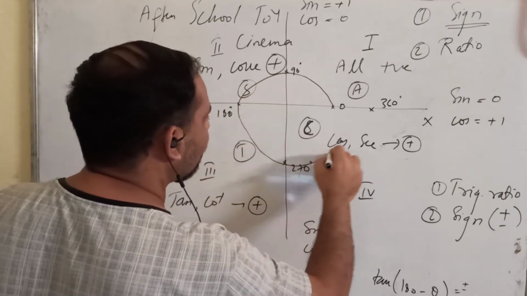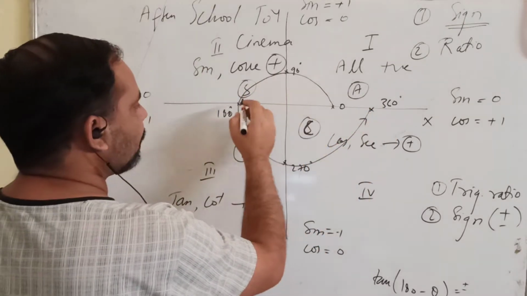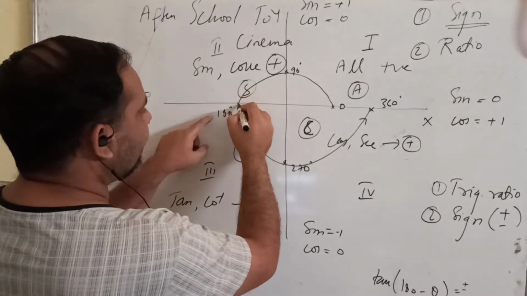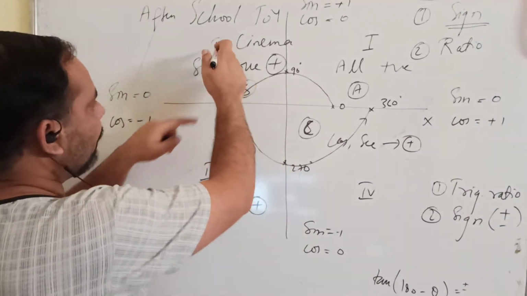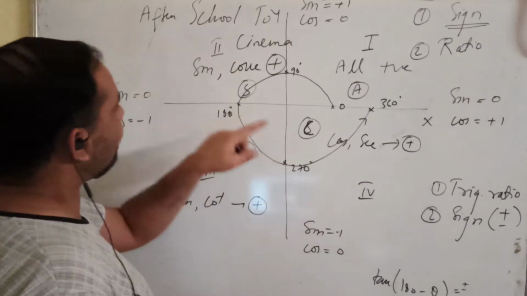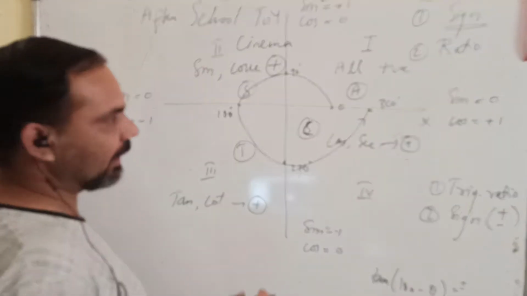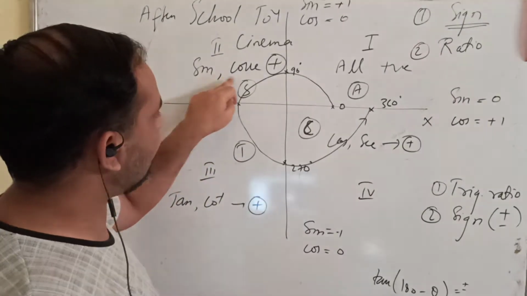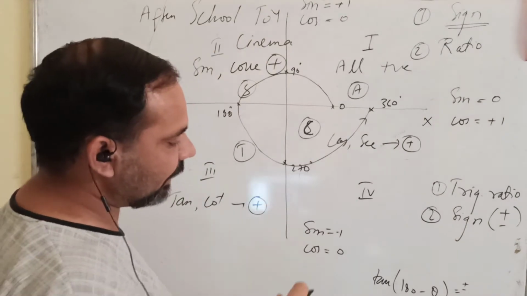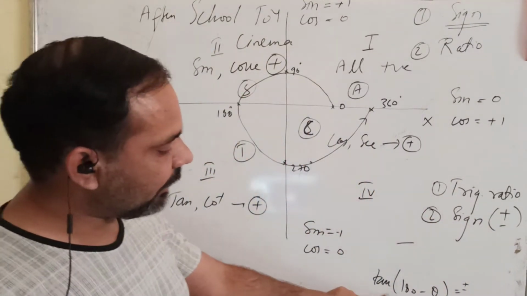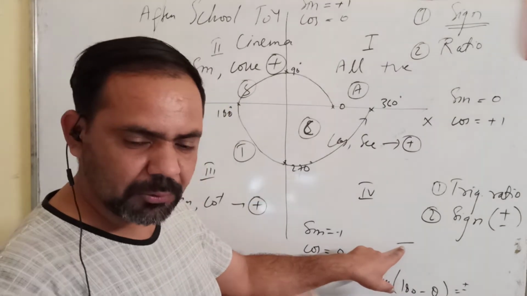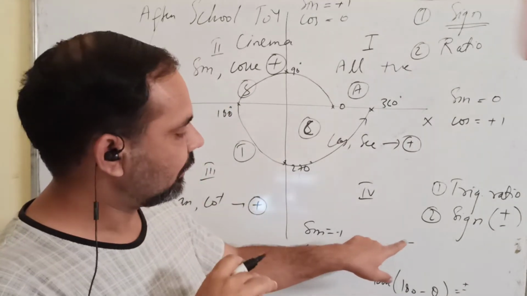If you subtract anything from 180, your angles are like this. You are moving in anti-clockwise direction this way. So 180 is this point. If you subtract anything, then you will come to the second quadrant. In second quadrant, you check whether tan is positive or negative. In second quadrant, only sine and cosec are positive. So tan is negative, so you will write minus. Tan 180 minus theta equals, the sign is negative.